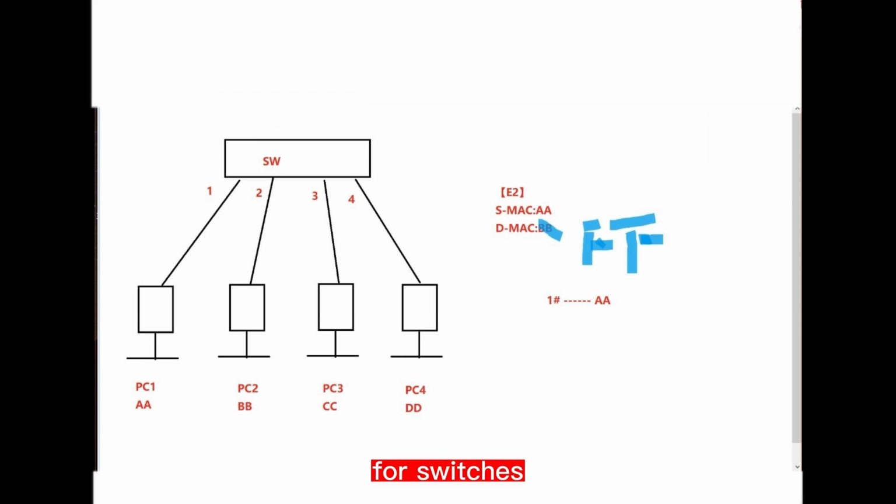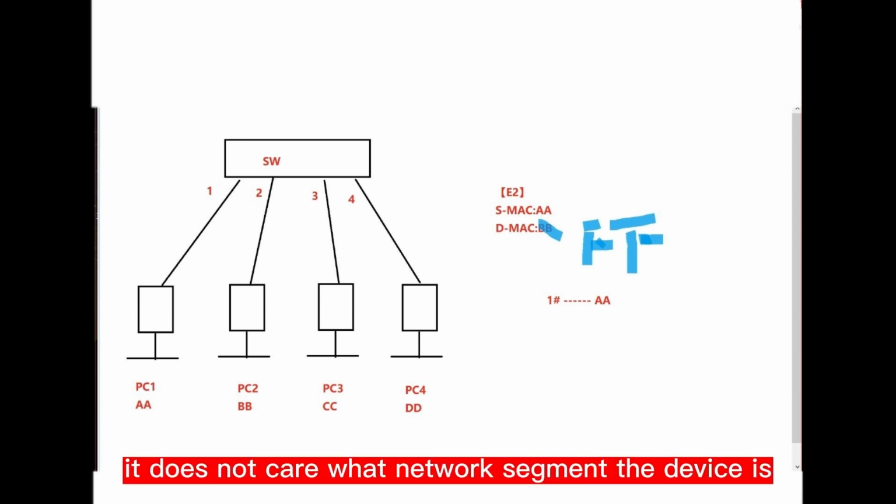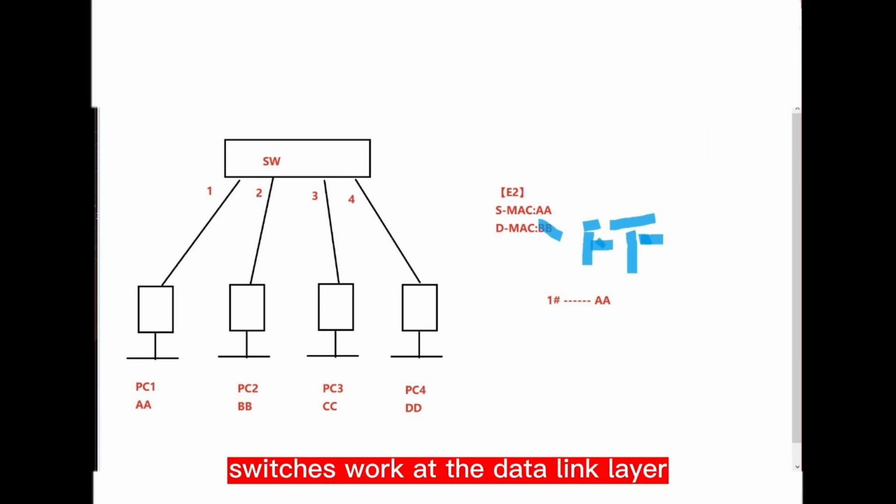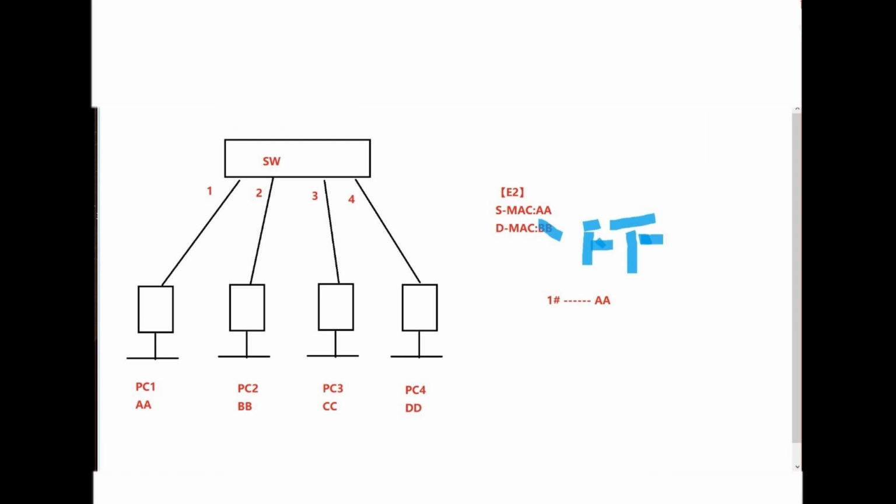For switches, it doesn't actually care about the IP address of the device. It does not care what network segment the device is on. It only sees the second layer when looking at the data. Switches work at the data link layer. That is the second floor. Routers work at layer 3.